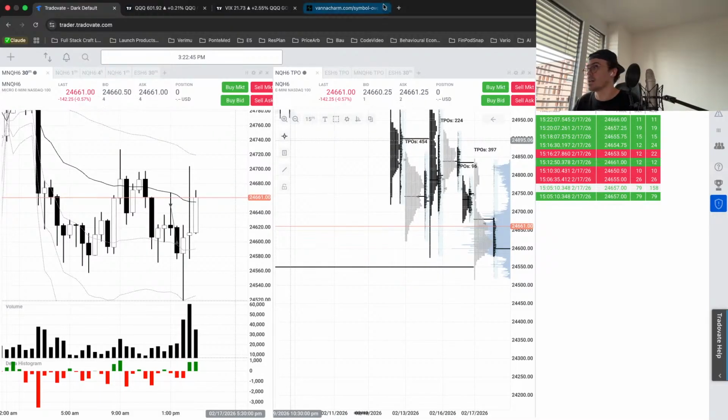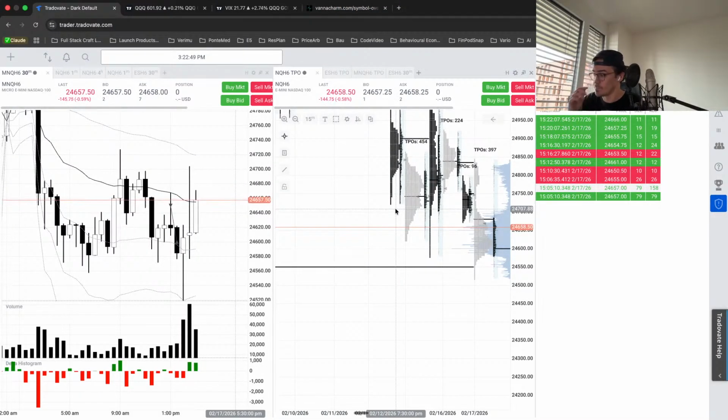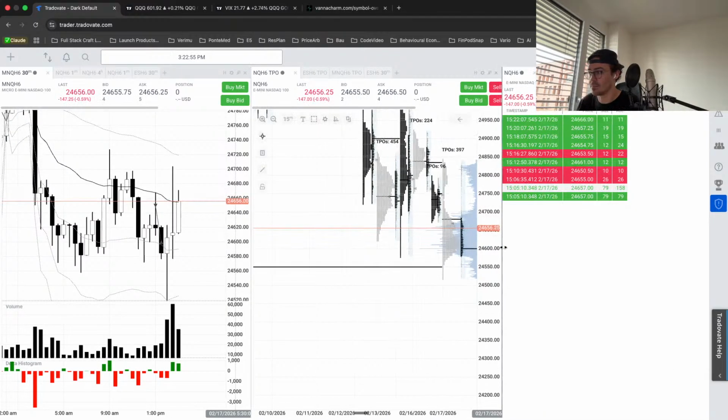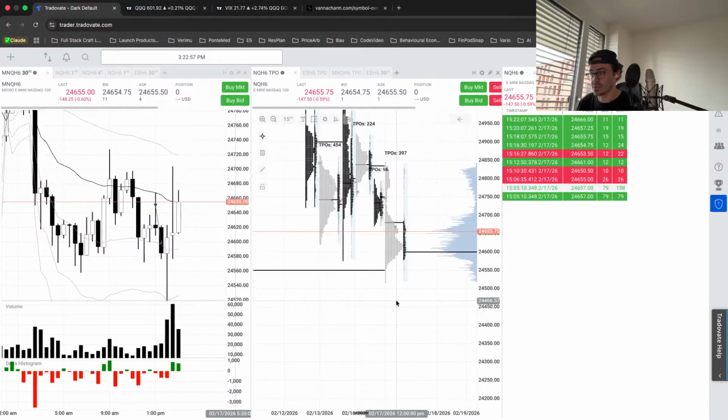Let me check the time real quick. Still 8 minutes till the open. So basically how I trade futures, and of course none of this is financial advice or any sort of strategy. This is purely to explain all the dashboards we've built in the past few days, how to use the VannaCharm product, how I use it. There's a million ways to trade. You have to figure out your own edge.